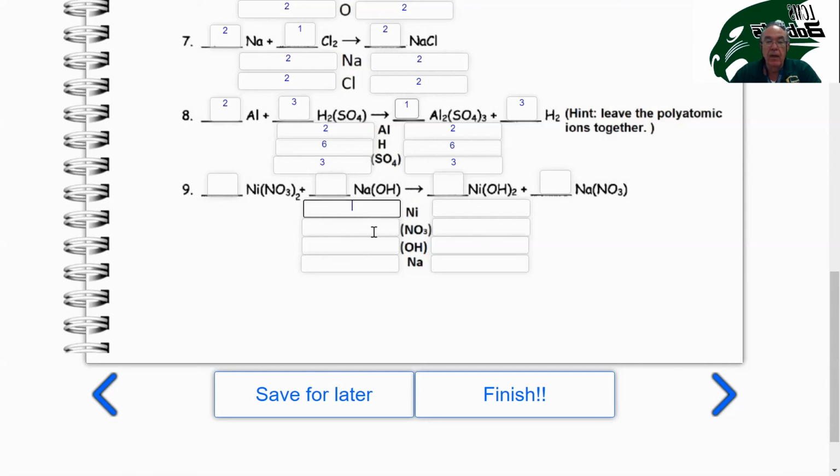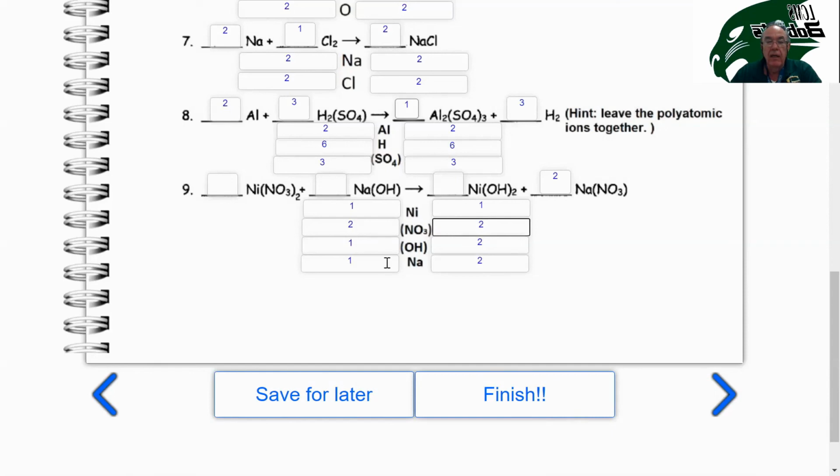Okay, and on this one, you have 1 nickel, you have 2 NO3s, you have 1 sodium, and 1 OH. Over here, I have 1 nickel, I have 2 OHs, I have 1 sodium, and 1 NO3. So I see that the NO3s are not in balance. I have 2 on the reactant side and 1 on the product side. I'm going to put a 2 here. When I do that, that makes 2 sodiums, and it also makes 2 NO3s.